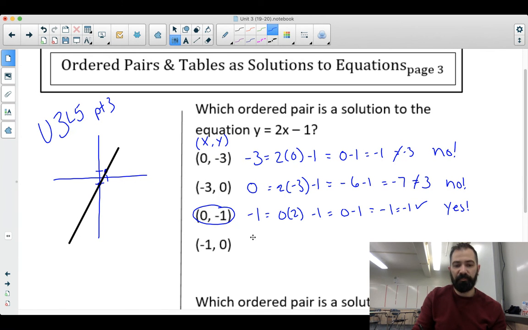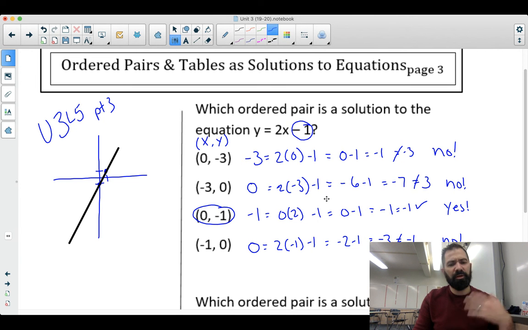And then our last one, (-1, 0): y is 0, x is -1. 2 times -1 is -2. -2 minus 1 is -3. Does -3 equal 0? It does not. So our only solution is (0, -1), which also happens to be the y-intercept in this case, which we would have noticed right away if we had just checked there. But that's how you use substitution.